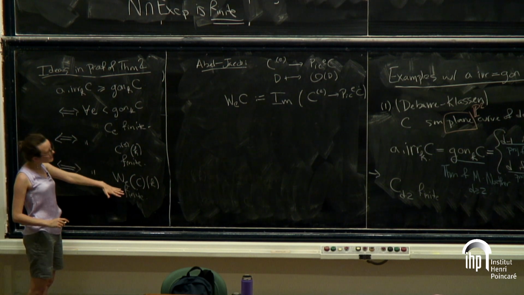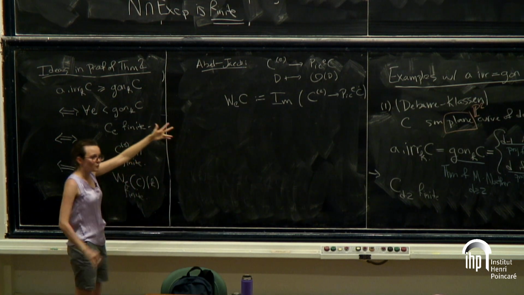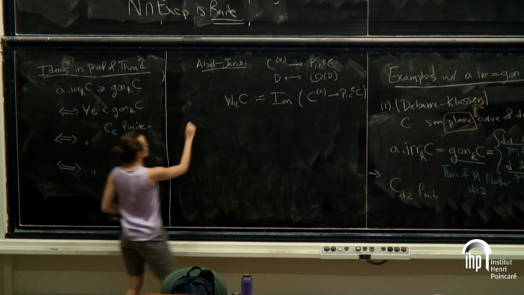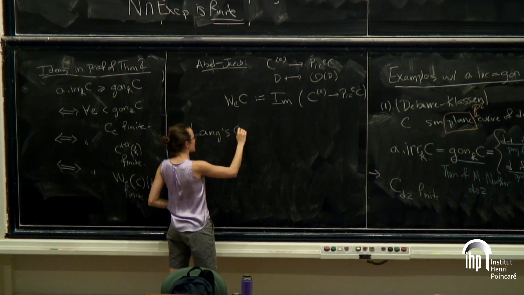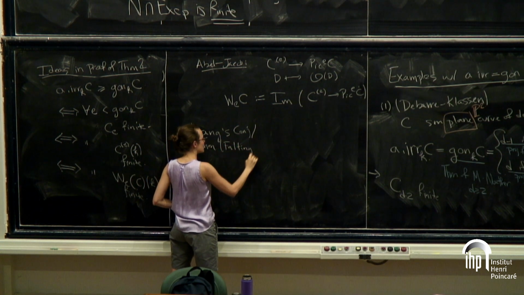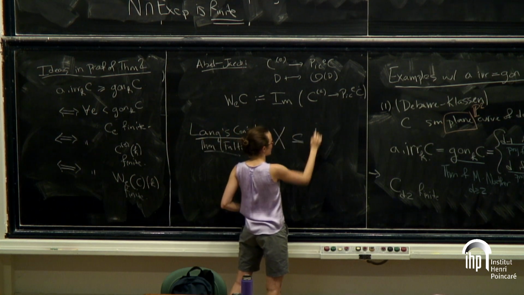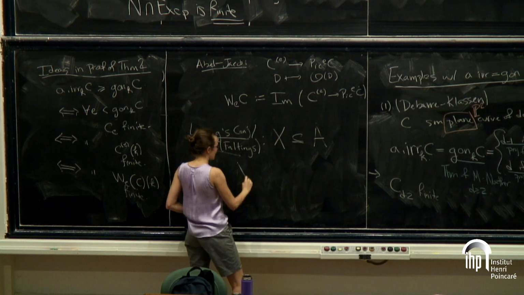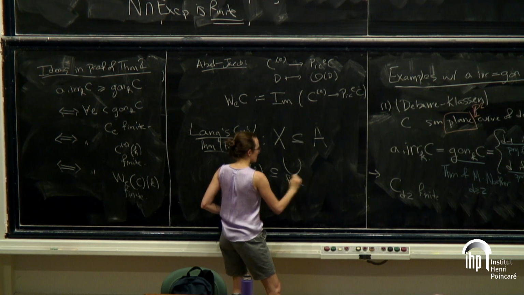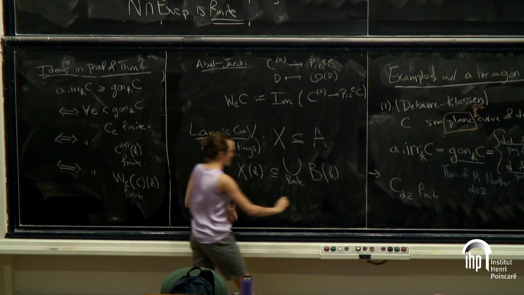And now W_e of C, sitting inside of Pic^e, is a subvariety of a torsor under an abelian variety, which is the one case where Lang's conjecture on the behavior of rational points is known. Lang's conjecture, which is a theorem of Faltings, says that if I have X, a subvariety of an abelian variety A, then the K points of X are contained in a finite union of translates of abelian subvarieties of A.